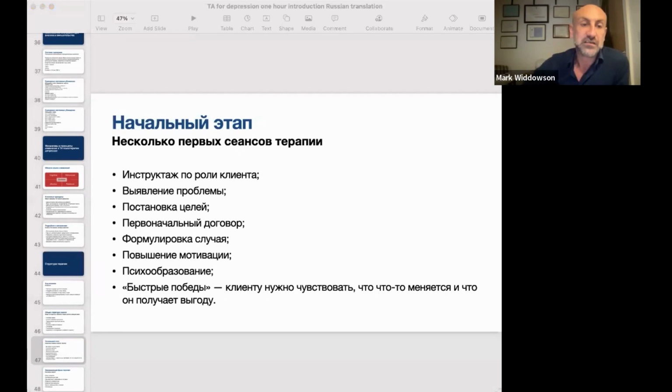These are the things that we need to do. We need to identify the problems. We need to set the goals. Coming back to the problem identification, one of the things that I do with clients is I ask them, how do you think you came to be in this situation? What contributed to it? And just ask them. It's quite simple. We need to establish contract goals and a little bit of contract about how we're going to work together, and so on. We need to try and support the client's motivation and maybe do some little psychoeducation things.